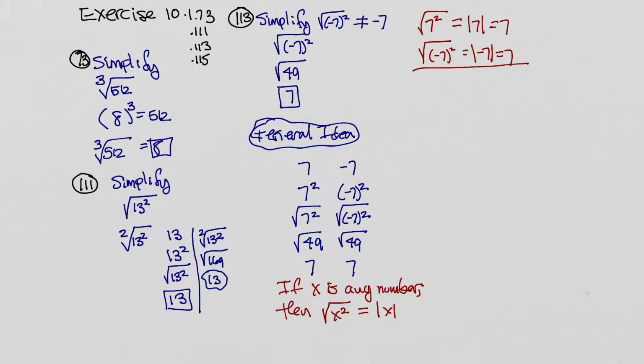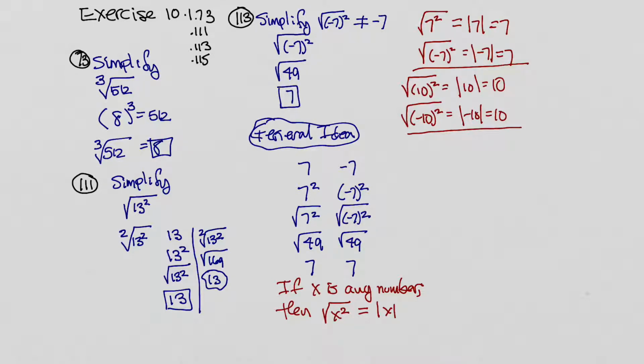Let's do another one. What if we do this one here? Let's take the square root of 10 squared. That would be the absolute value of 10, which is 10. But if we take the square root of negative 10 squared, we're going to get the absolute value of negative 10, which is 10.